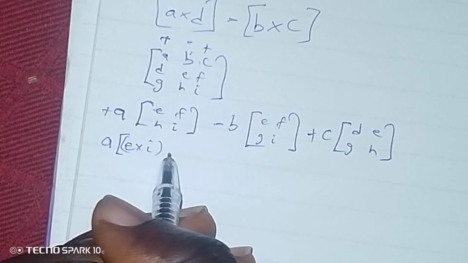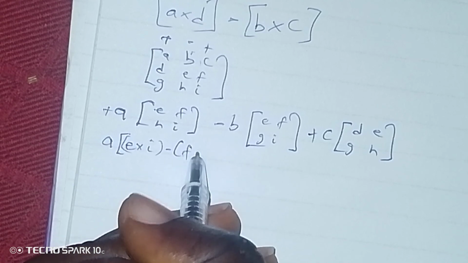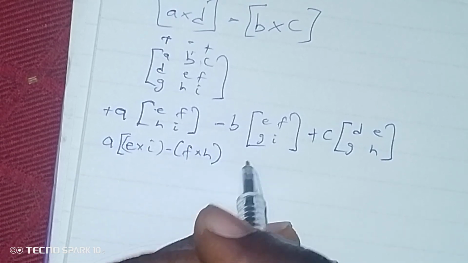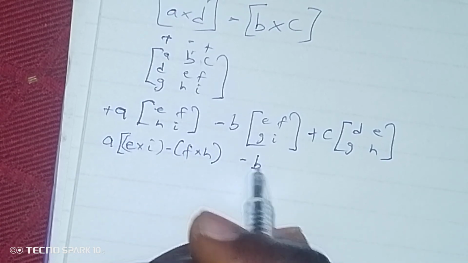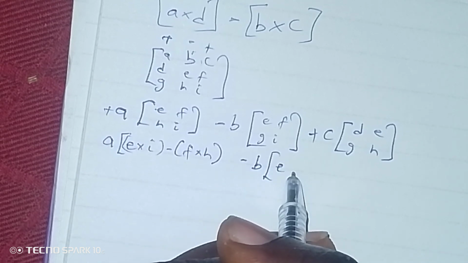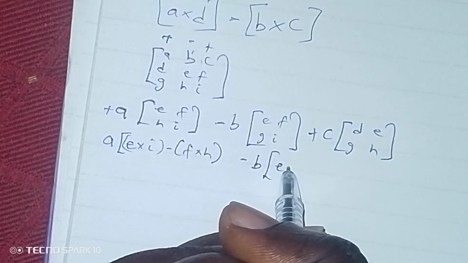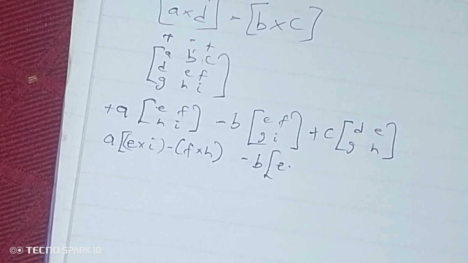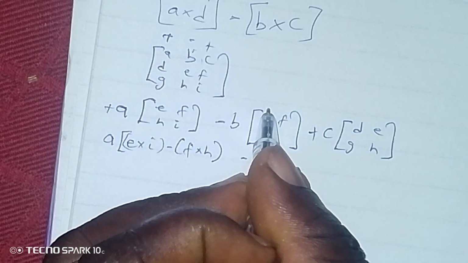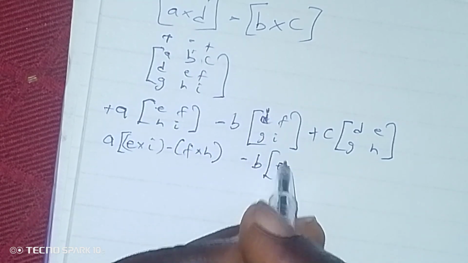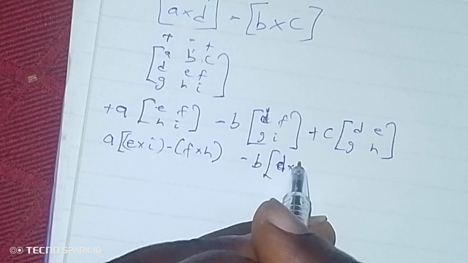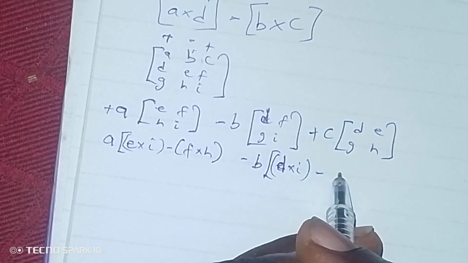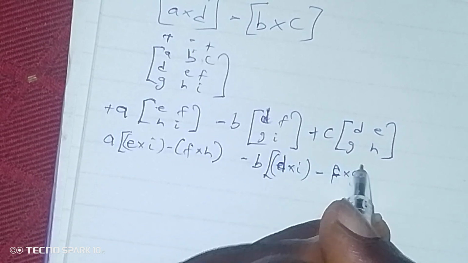This means E times I minus F times H, isn't it? Then this means minus B, open bracket, E... there is a mistake here. This is D, this is the D here, sorry. So it will be D times I minus F times G.